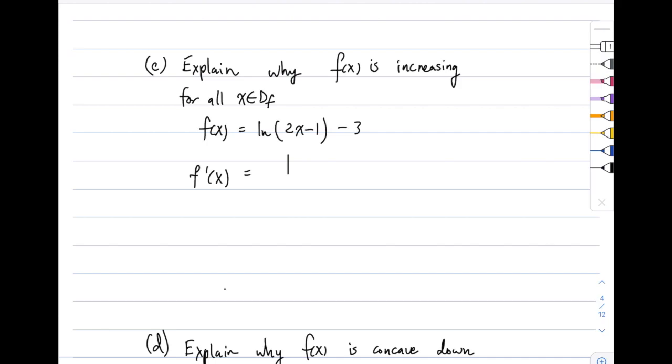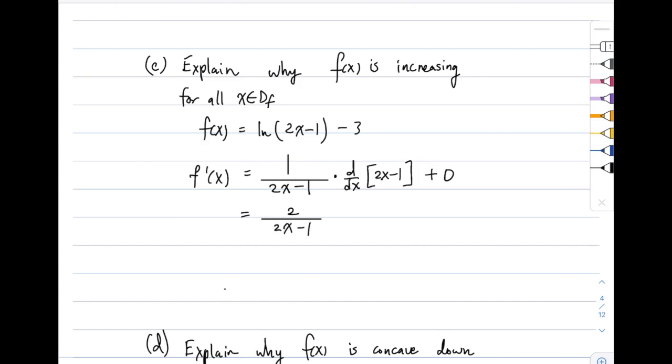So it's going to be 1 divided by the argument, which is 2x minus 1, multiplied by the derivative of the inside function. The inside function is the linear function 2x minus 1. The derivative of negative 3 is just 0 because negative 3 is a constant. The derivative of 2x minus 1 is 2 because that's the slope of the line. And so here is our first derivative after being simplified.